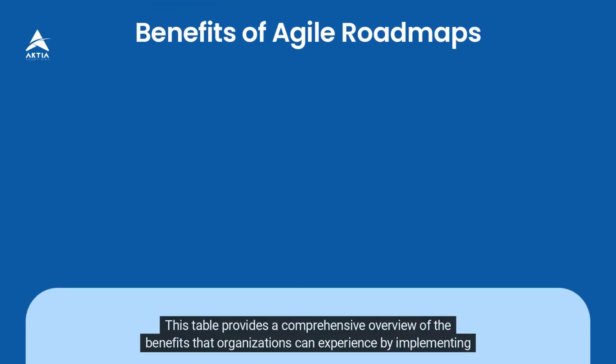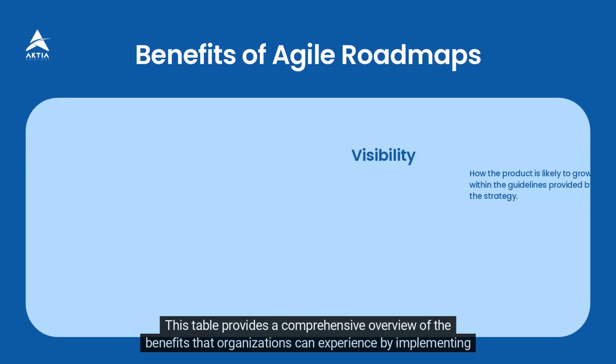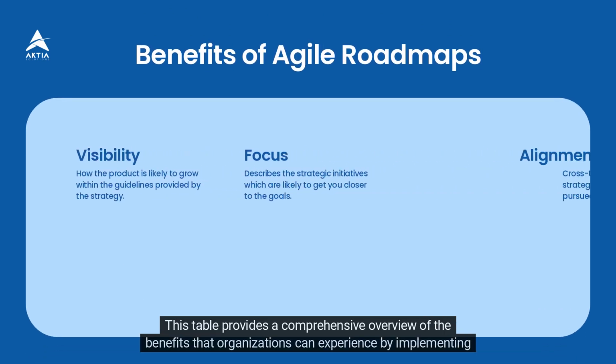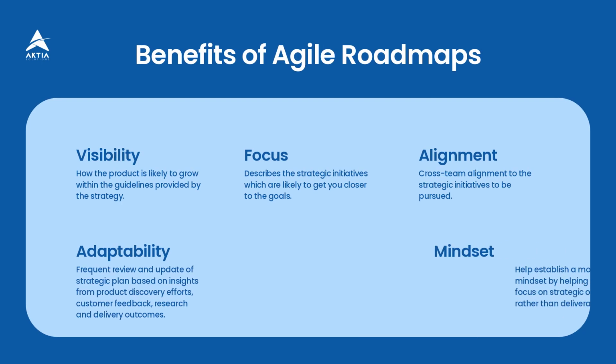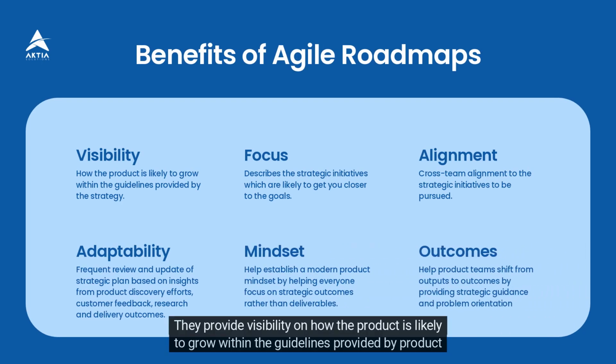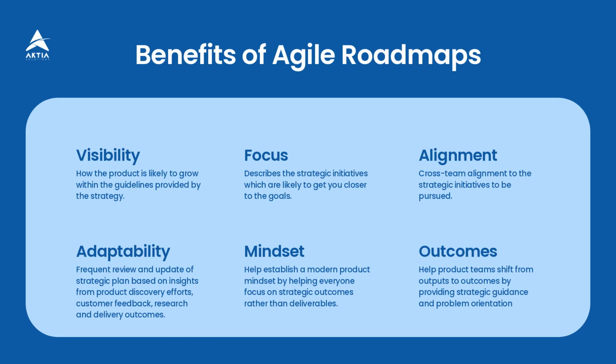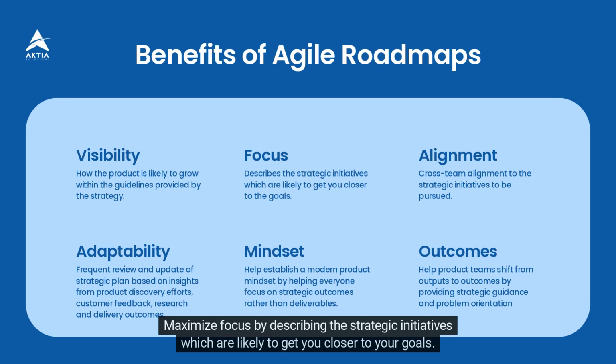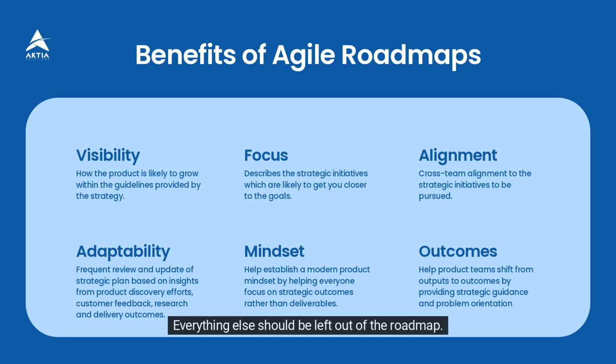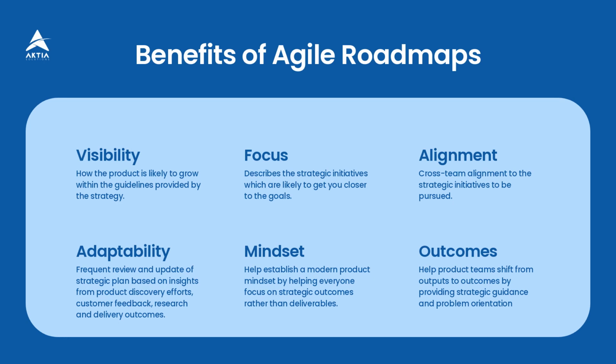This table provides a comprehensive overview of the benefits that organizations can experience by implementing Agile Roadmaps. 1. They provide visibility on how the product is likely to grow within the guidelines provided by product strategy and towards the goals. 2. Maximize focus by describing the strategic initiatives which are likely to get you closer to your goals. Everything else should be left out of the roadmap.